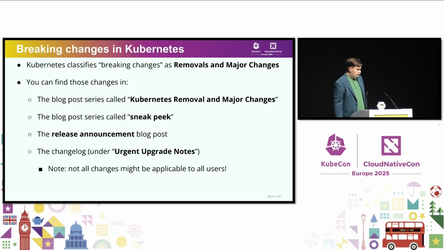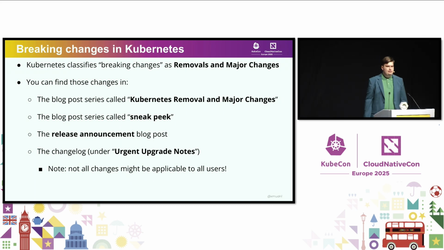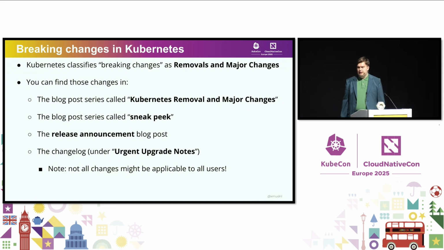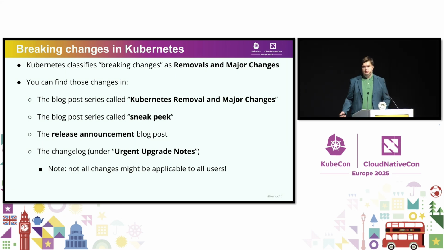First of all, it's important to know how those changes are classified when we are talking about Kubernetes. In Kubernetes, you will be able to find those changes as removals and major changes. You can find those in many different places. There's a blog post series called Kubernetes Removals and Major Changes that goes out about a few weeks before the release. So, for example, if the release is scheduled for August, then somewhere mid-July there will be a blog post available that's going to recap all the important changes.